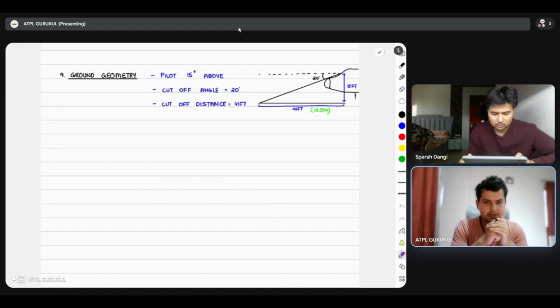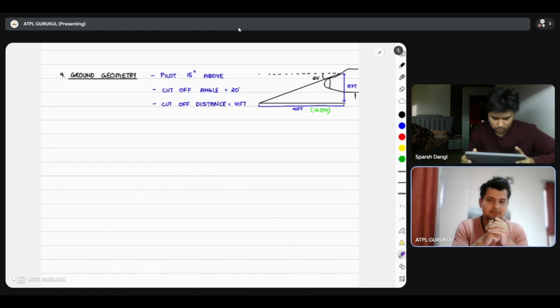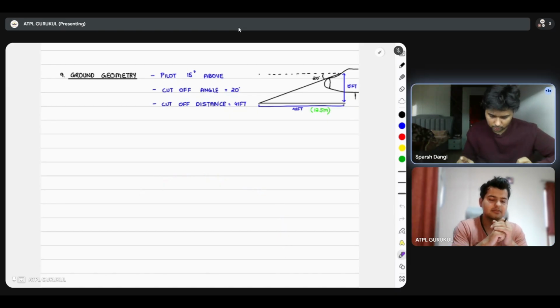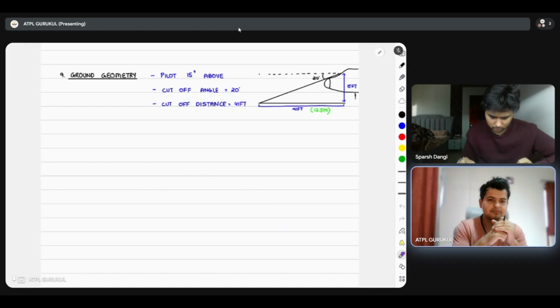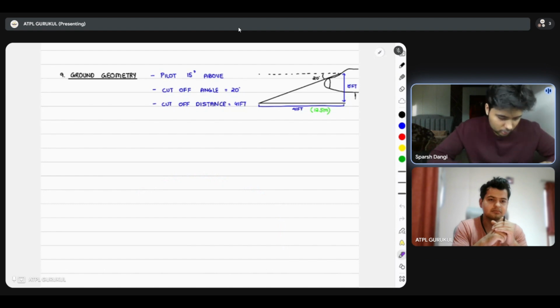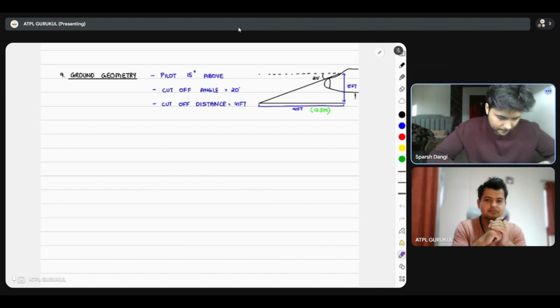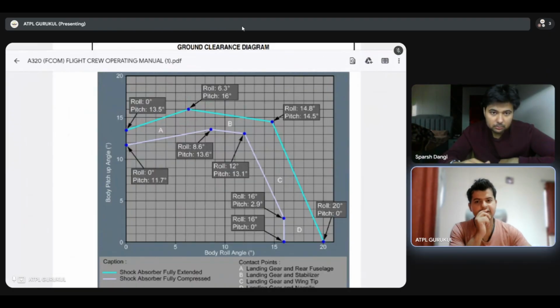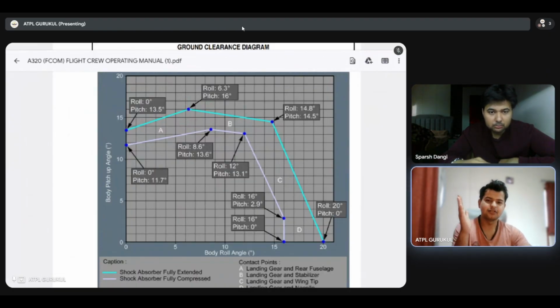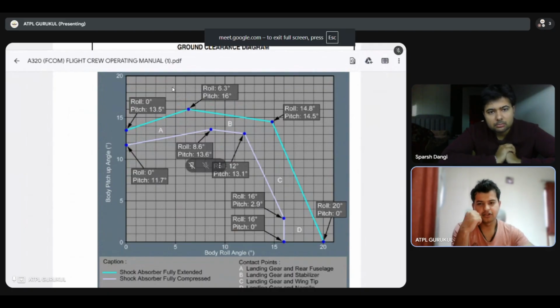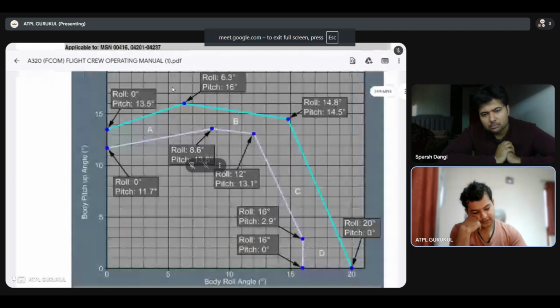In that graph, can you tell me what is there on the x-axis and on the y-axis? What is there on the y-axis, vertical axis? This is not that diagram. One second, I'm going to another one. Have a look at this diagram. On the x-axis, you have the body roll angle. On the y-axis, you have body pitch up angle. Okay? So let us understand what is this point.